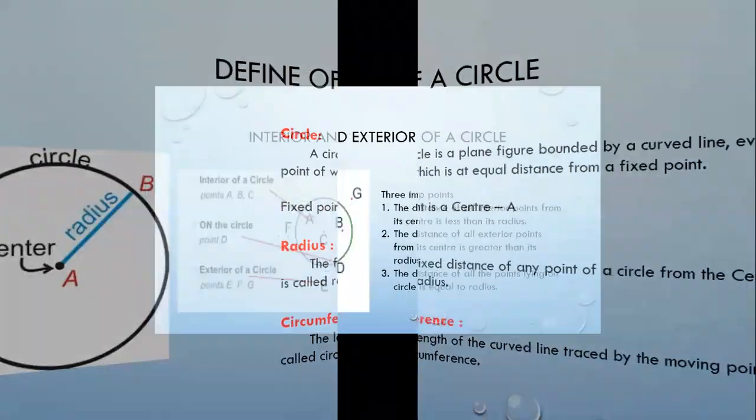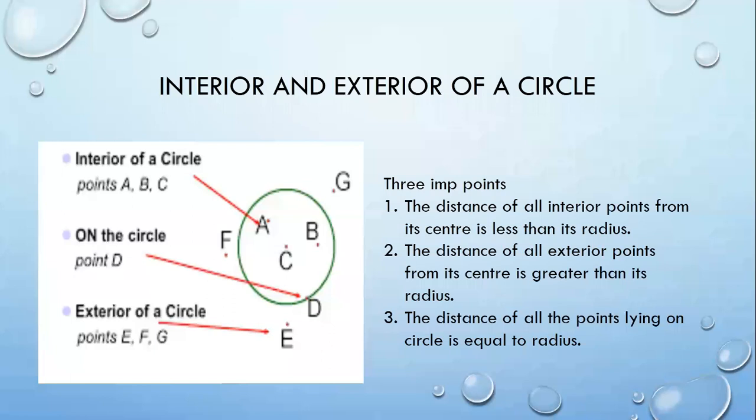Okay. Then, what is interior and exterior of a circle? Here you can see the points which are inside the circle, that is interior, which are on the circle, and third one is exterior, means which are outside the circle. In this, 3 points you have to keep in mind. Suppose if in your exam blank, true or false, anything can come from these three important points.